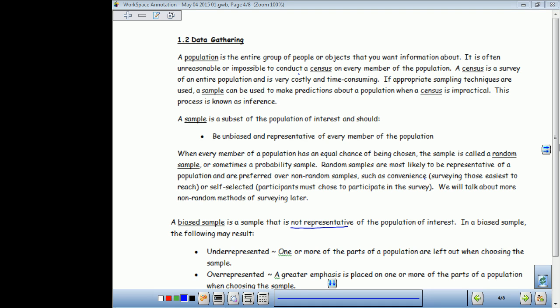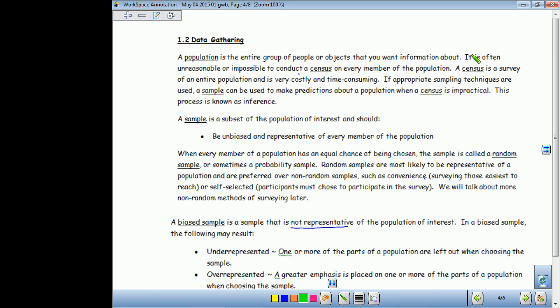Okay, so what we're going to do today is talk about some vocabulary, and we're going to talk about types of sampling. All right, the first thing it leads us off with is defining population. A population is the entire group of people or objects that you want information about.